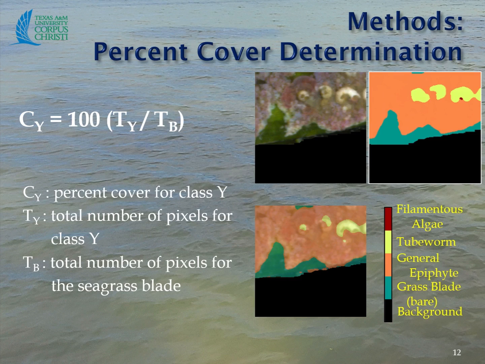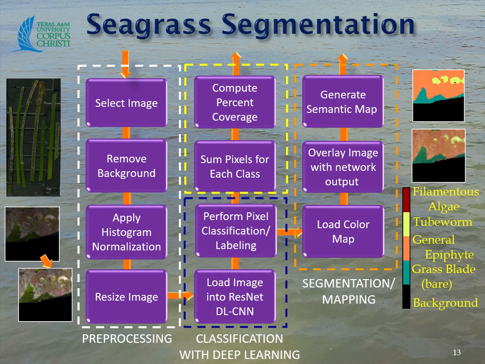Percent cover for each of the labeled pixels is determined by computing the ratio between the total number of pixels in each class to the total number of pixels representing a grass blade, which is the total pixels in the image minus the total pixels representing the background. Percent cover is calculated for each of 4 classes, which excludes background.